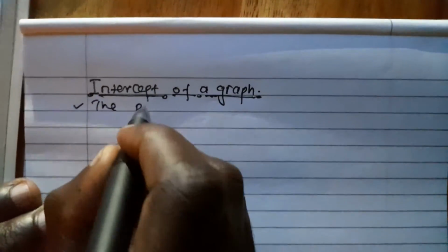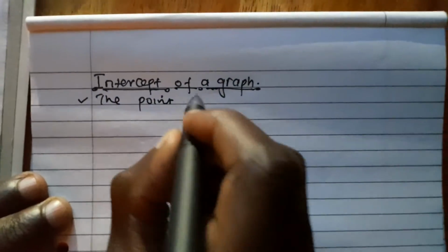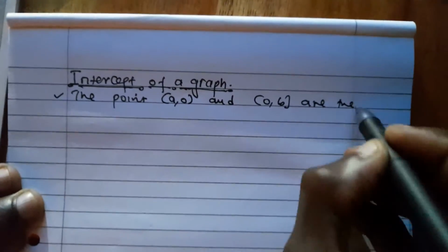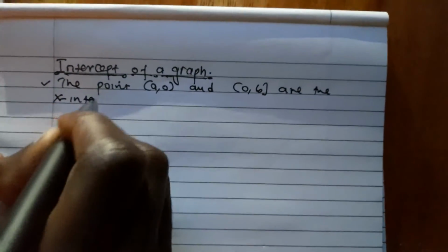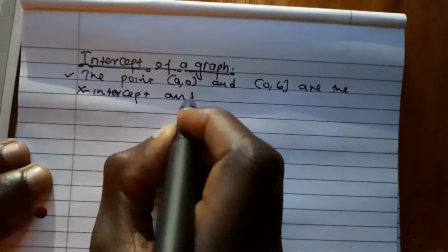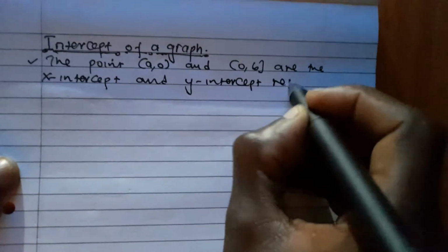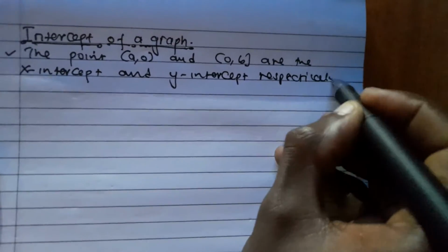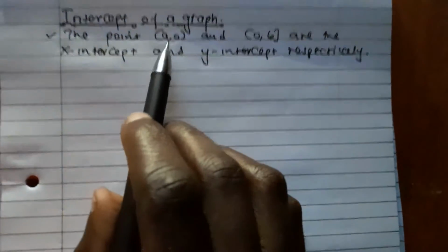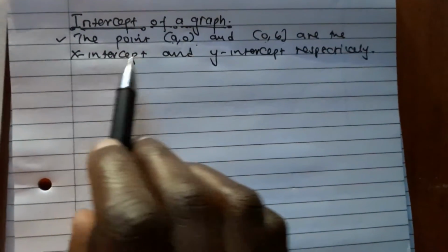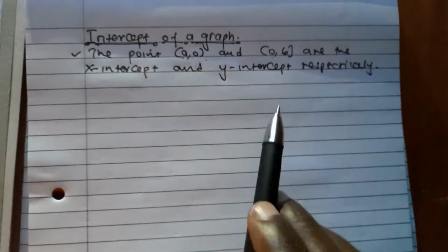So we know that the point A, 0 and the point 0, B are actually the x-intercept and the y-intercept respectively. The points A, 0 and the point 0, B are the x-intercept and the y-intercept respectively.